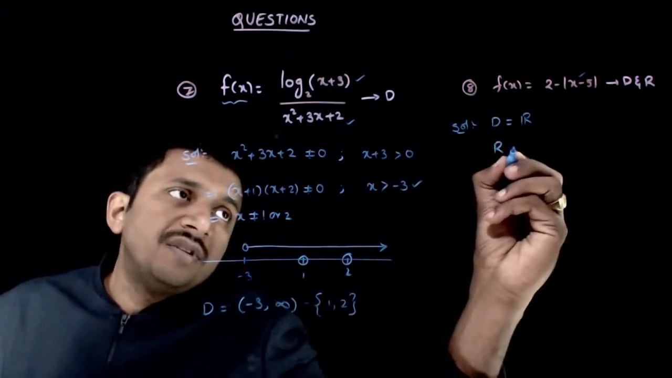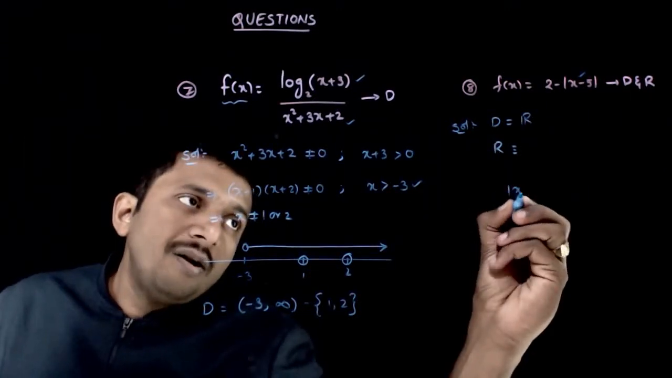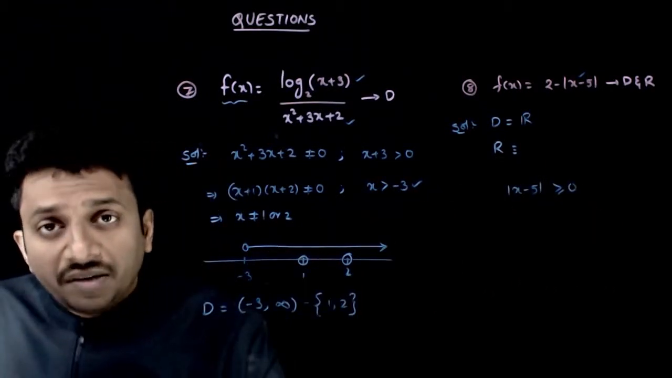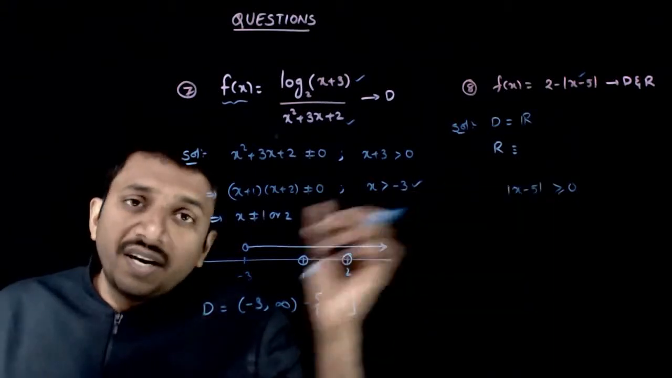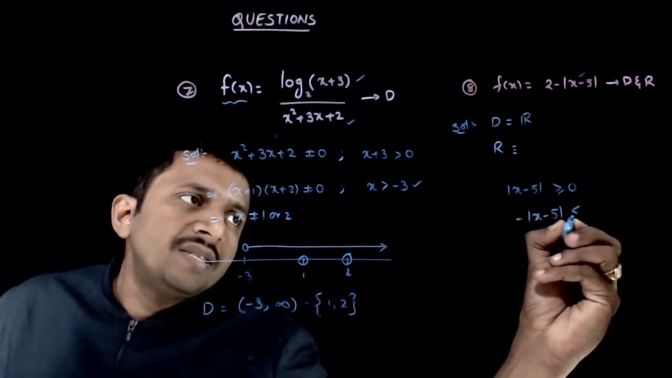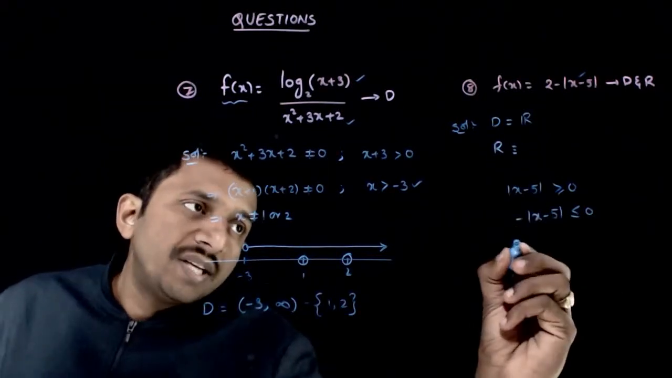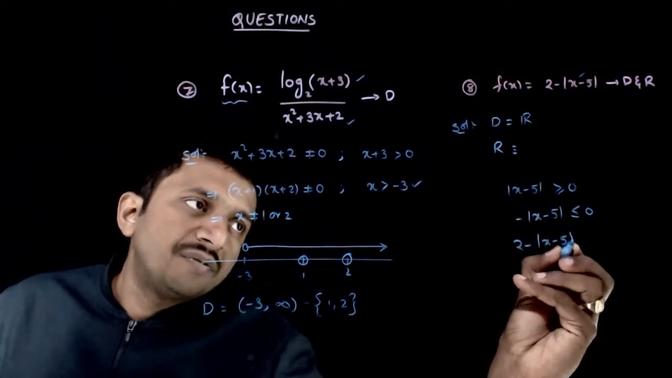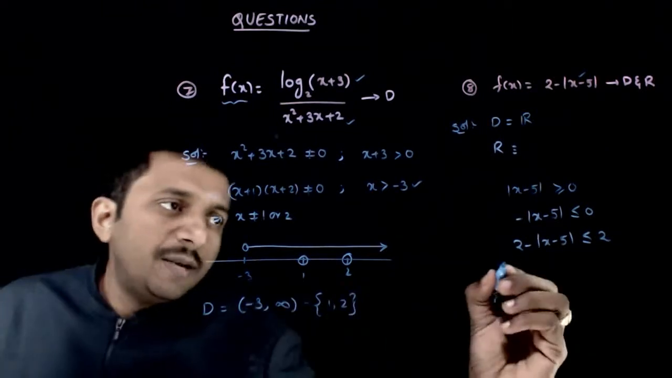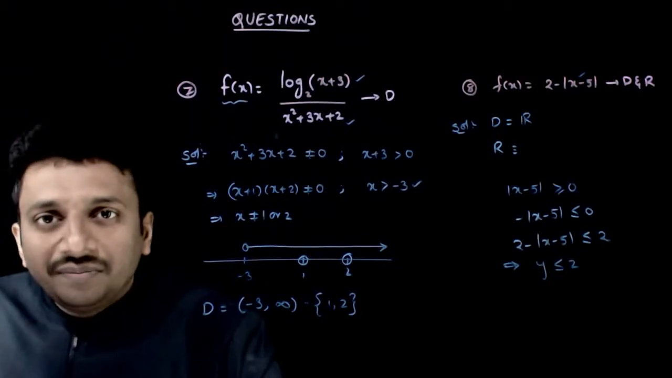So if you go to the range of this function, how do we calculate this? Let us go step by step. Mod of x minus 5 is always greater than or equal to 0, right? So minus of mod of x minus 5 is always less than or equal to 0. And if you add 2 on both sides, 2 minus mod of x minus 5 is always less than or equal to 2. That means the value of y will always be less than or equal to 2.